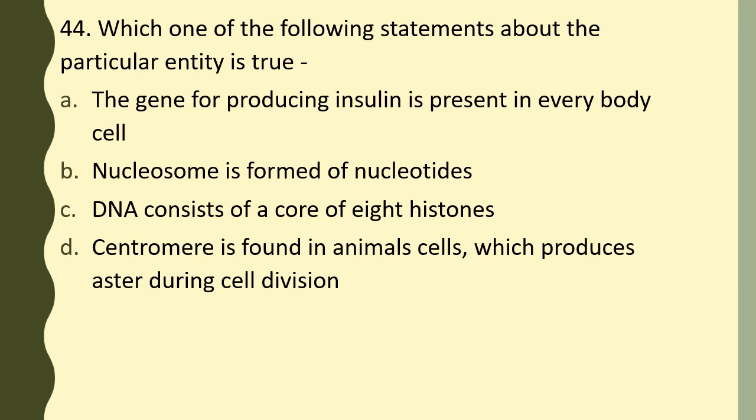Question number 44. Which one of the following statements about particular entity is true? The gene for producing insulin is present in every body cell. Nucleosome is formed of nucleotides. DNA consists of core of 8 histones. Centromere is found in animal cells, which produces aster during cell division. Correct answer is option A, that is the gene producing insulin is present in every body cell.